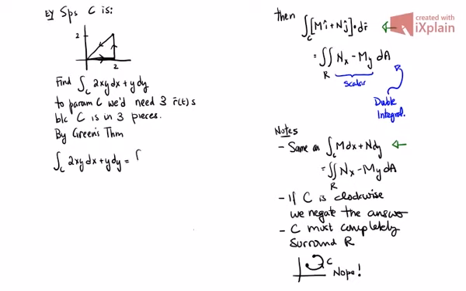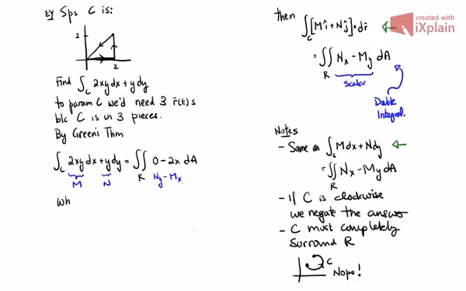becomes a double integral over R. And so the way to look at what's about to happen is, this is our M, this is our N. And so what we do is N sub x, which is 0, minus M sub y, which is 2x. Just to emphasize, those are partial derivatives.